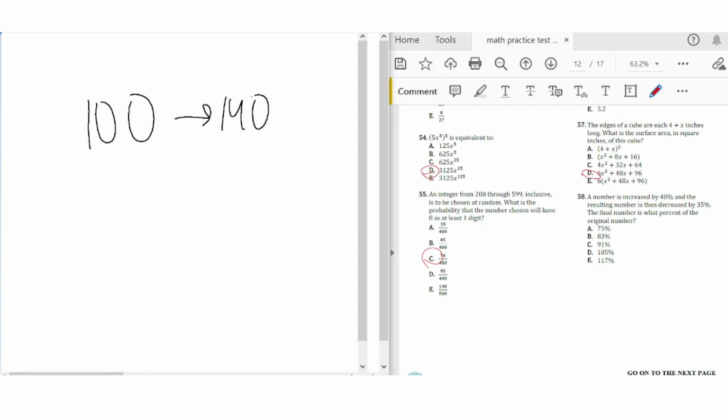Now we're going to decrease this by 35%. So we have to find 35% of 140, and we get 49. So 140 minus 49 is 91. Now all we have to do is figure out 91 divided by 100. That's going to be 0.91 or 91%. Therefore, C is our answer for 58.